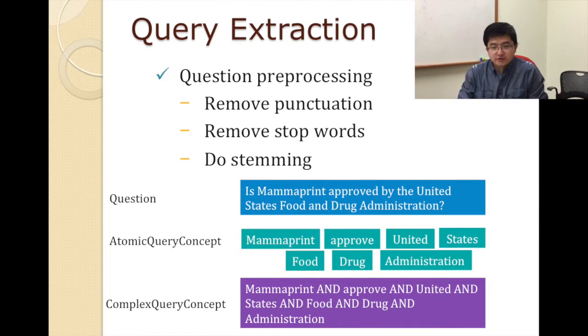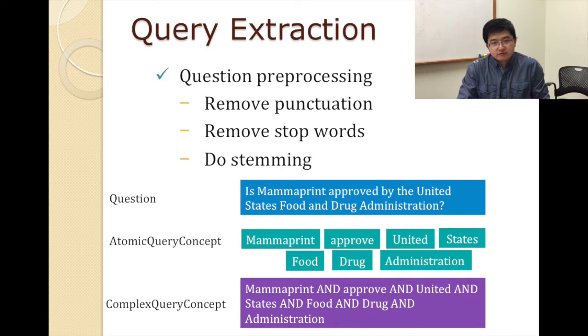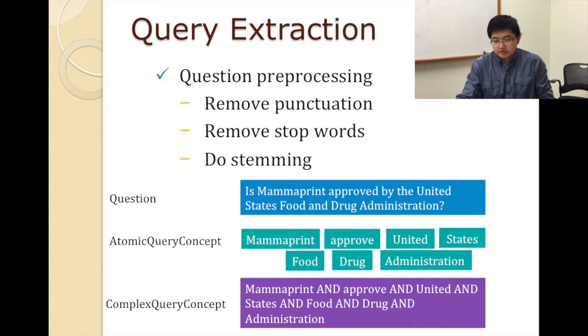So the critical issue for the very first question is that we need to understand the meaning of the question. We apply several NLP techniques to turn the question into the query. As we can see, the question is converted into an atomic query by removing punctuation, removing stop words, and doing stemming. Then we use a strategy including adding operations like AND to combine the different terms, and LingPipe to reselect different terms to generate a complex query.